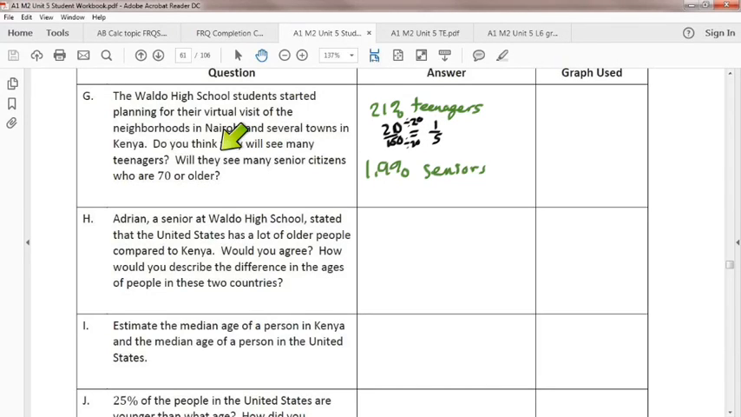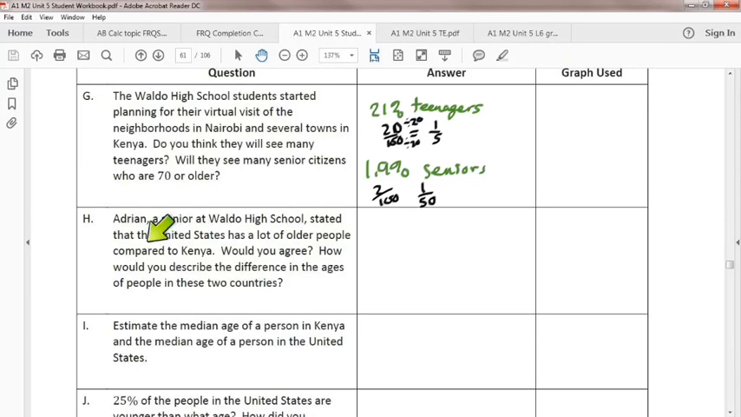Will we be likely to run into or see many senior citizens? Probably not. That's a pretty low percentage. That's almost 2%, 2 out of 100. So every 50 people, you might see one senior. So yeah, it's not very likely.